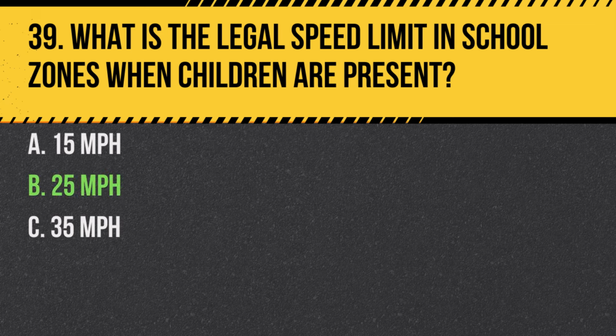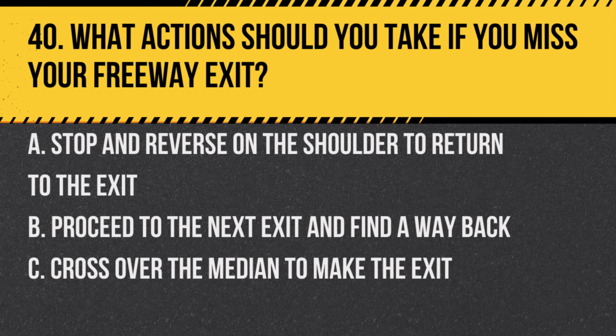Question 40. What actions should you take if you miss your freeway exit? A. Stop and reverse on the shoulder to return to the exit. B. Proceed to the next exit and find a way back. C. Cross over the median to make the exit. Answer: B. Proceed to the next exit and find a way back. It's important to never stop or reverse on the freeway, as this can lead to dangerous situations.